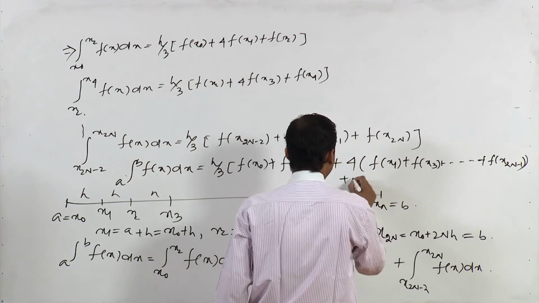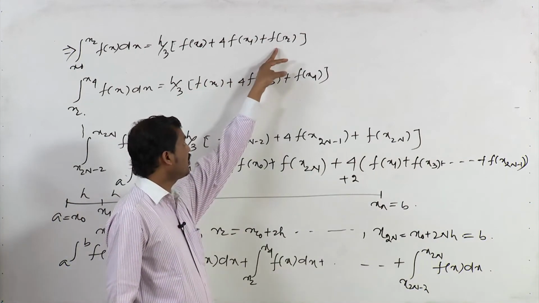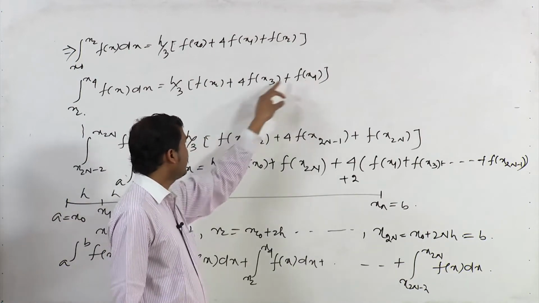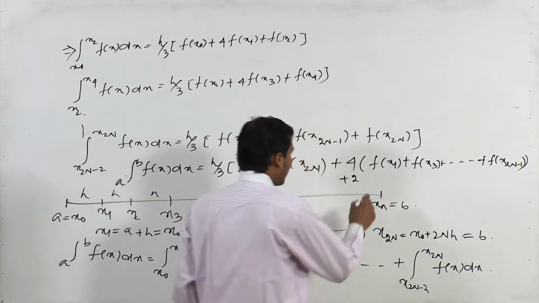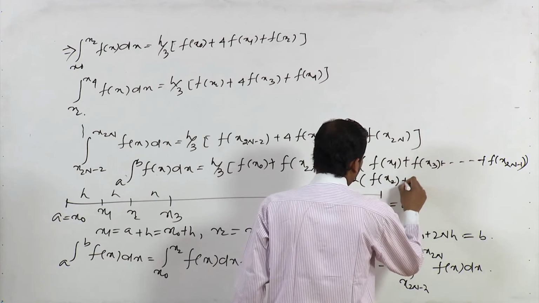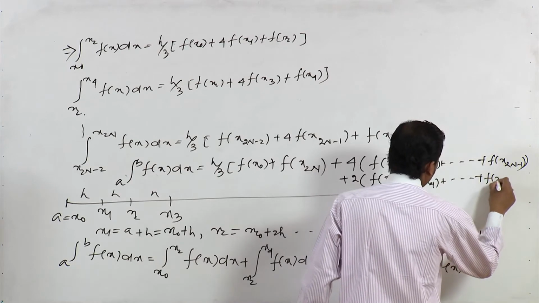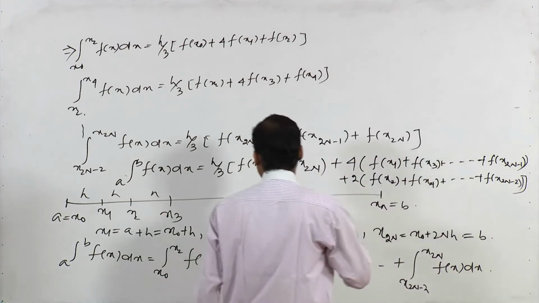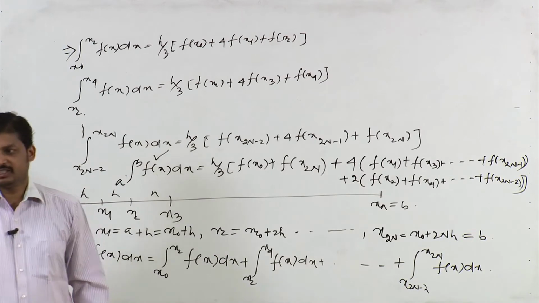Plus twice the repeated terms. If you look here, f of x2 is appearing here, and f of x2 is appearing here. Then again f of x4 will appear here, and f of x4 is appearing here. That is why we can write twice these even number terms, that is f of x2 plus f of x4 plus up to f of x of 2n minus 2. So this is basically called the composite 1 by 3 Simpson's formula.